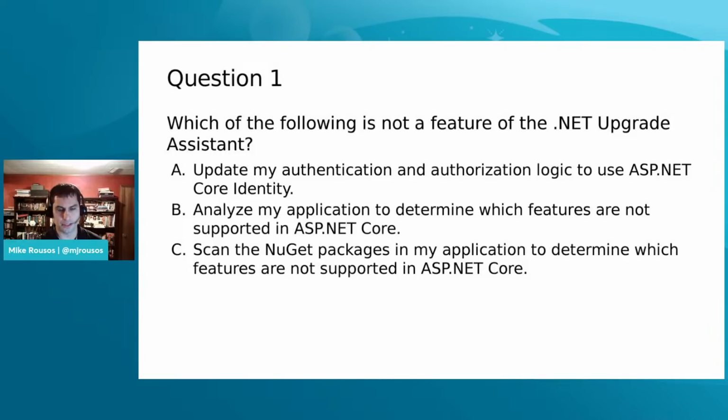So if we read through this Learn module unit, you'll see that this is not one of the items listed. This is an example of the sort of complex change that you have to do sometimes going from ASP.NET to ASP.NET Core, the way you configure authentication and authorization. That's changed significantly. So this isn't something that Upgrade Assistant is going to automate. So this is going to be our answer. The other ones, when it talks about analyzing your application to see which features it uses that are not supported, Upgrade Assistant does give insight into that. And then scanning the NuGet packages in the application and determining which ones need updated or which ones aren't going to work is also something Upgrade Assistant does. So the answer here is going to be that first one.